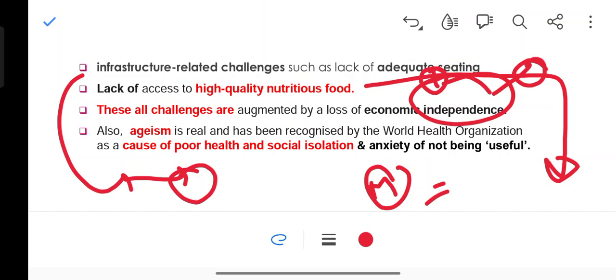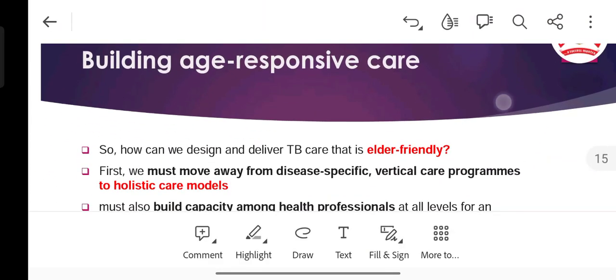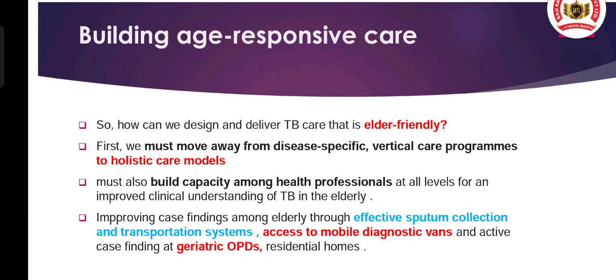And also ageism is real and has been recognized by the World Health Organization as a cause of poor health and social isolation. And also there is the anxiety of not being useful. Sometimes elderly people also think like this. So what should be done? We have to build age-responsive care, so that the care system responds to the needs of the elderly in a holistic manner.